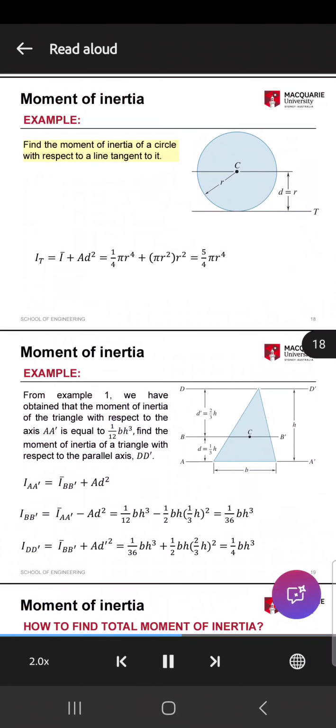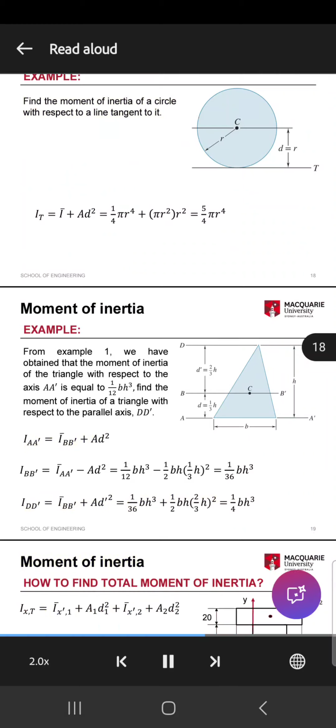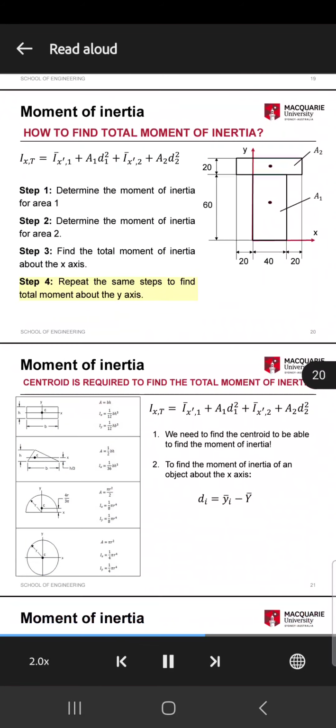Find the moment of inertia of a circle with respect to a line tangent to it. Moment of inertia: I_D equals I_B plus A d squared. Step 1, determine the moment of inertia for area 1. Step 2, determine the moment of inertia for area 2. Step 3, find the total moment of inertia about the x-axis. Step 4, repeat the same steps to find the total moment about the y-axis.